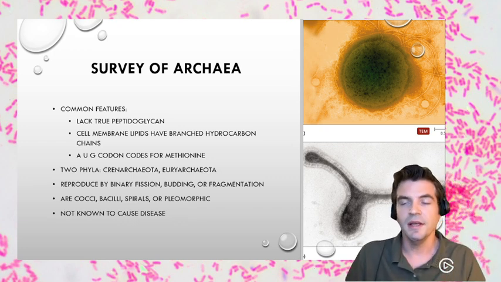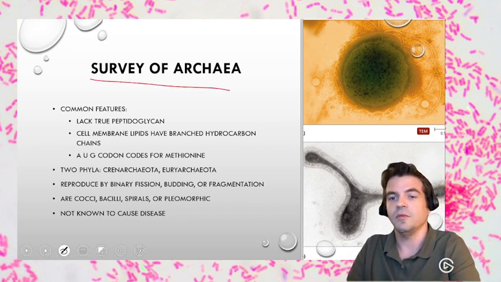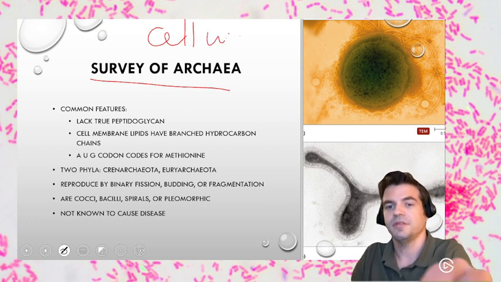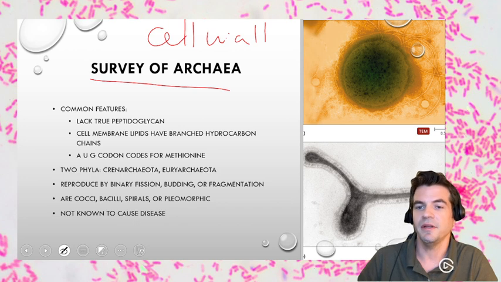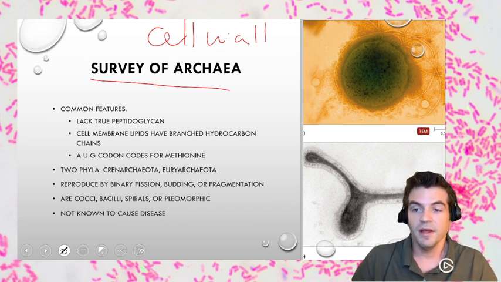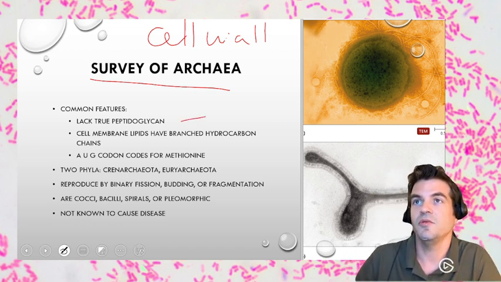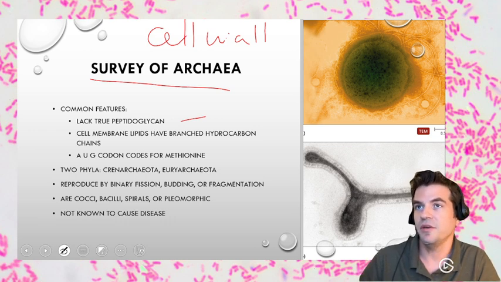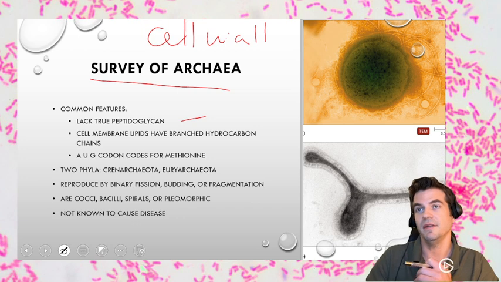All right, so remember, it's all about the cell wall in our prokaryotes. We want to know about the cell wall. What's going to happen in the cell wall? And we even want to know that in our fungi. In Archaea, they don't have any true peptidoglycan. They have some kind of branched hydrocarbon chains, just like peptidoglycan, but it's not peptidoglycan.